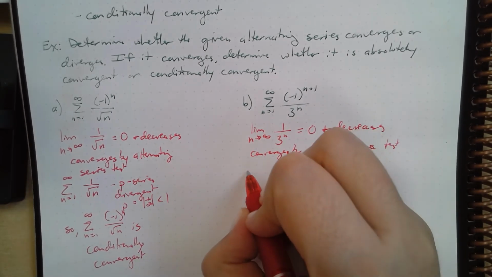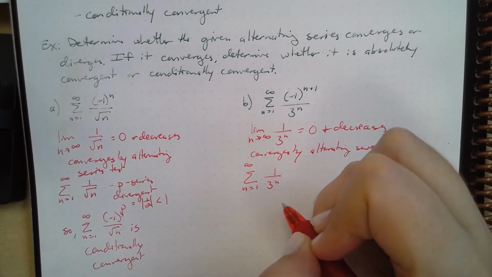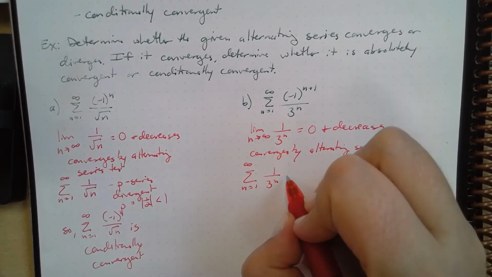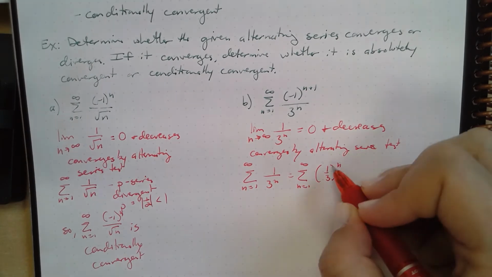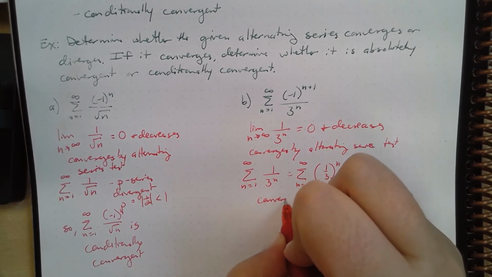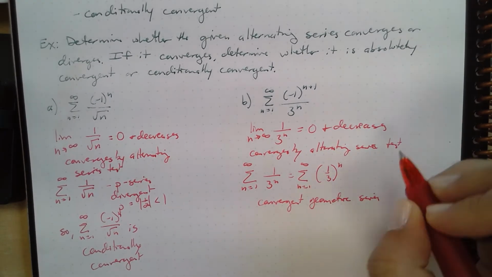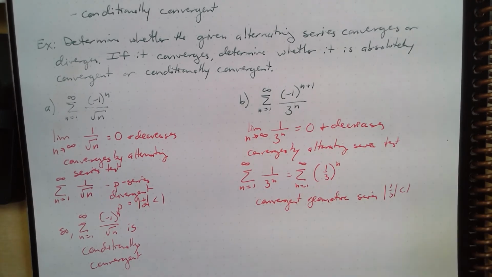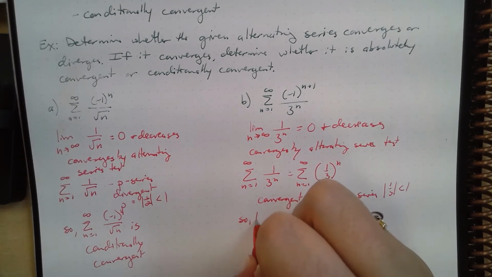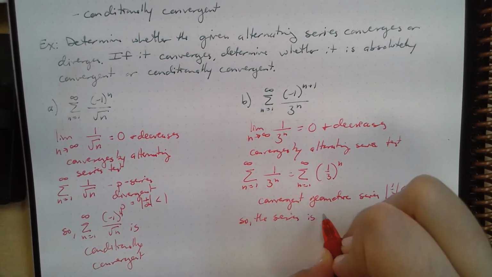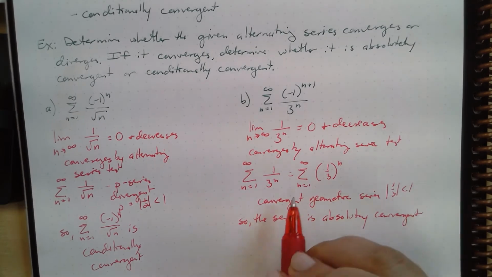All right, so now let's deal with the absolute value. We've got the sum from n equals 1 to infinity of 1 over 3 to the n. Well, to me, that looks like a geometric series. I could rewrite that as the sum of 1/3 to the n. And so this is going to be a convergent geometric series because the absolute value of 1/3 is less than 1. So the series is absolutely convergent. It's convergent here, it's convergent here.